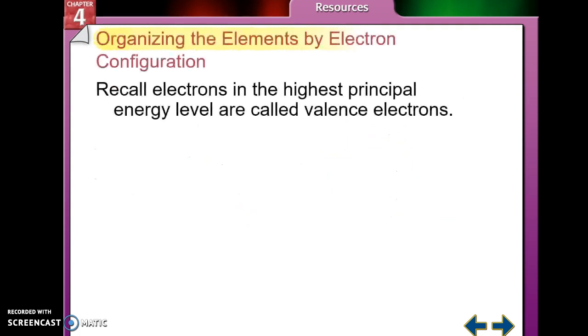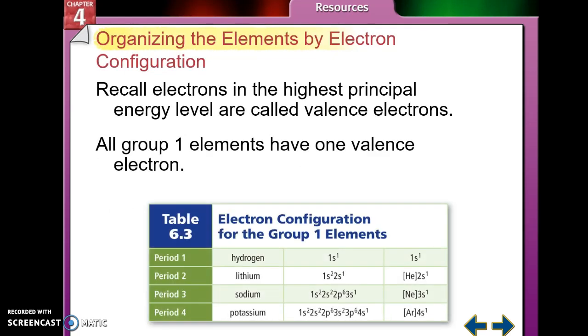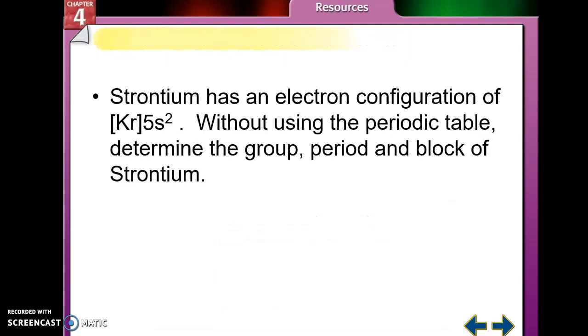So remember that the electrons in the highest energy level are called valence electrons. We've gone through this again, but it can't hurt to remember that group 1 has 1 valence electron. That goes for hydrogen, lithium, sodium, potassium, rubidium, cesium, and francium, all the way down that column. So the number of valence electrons always corresponds to the column it's in.